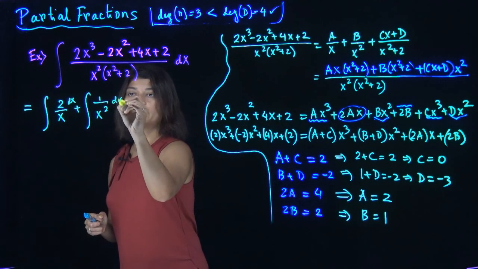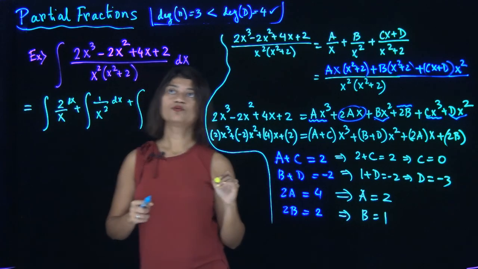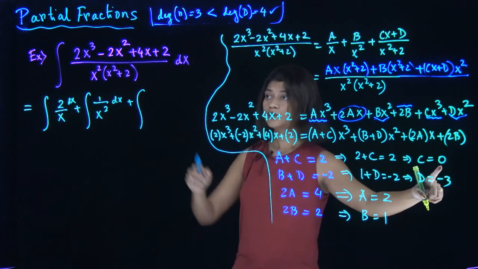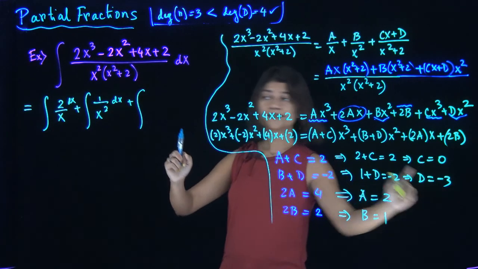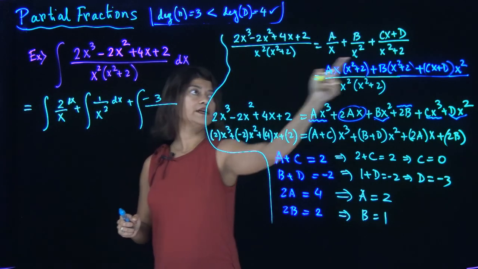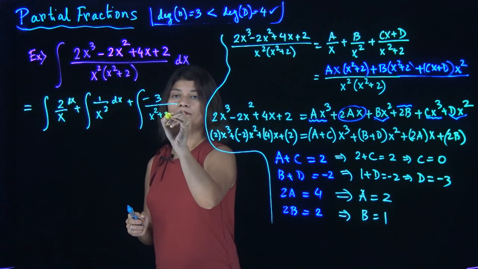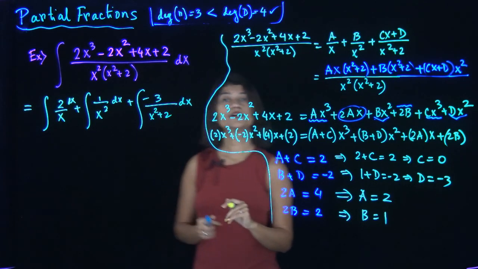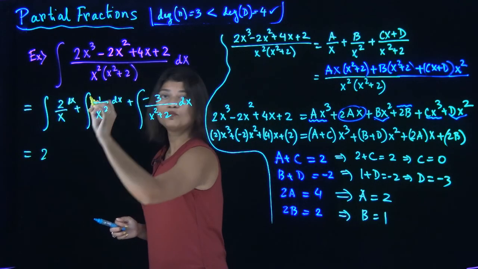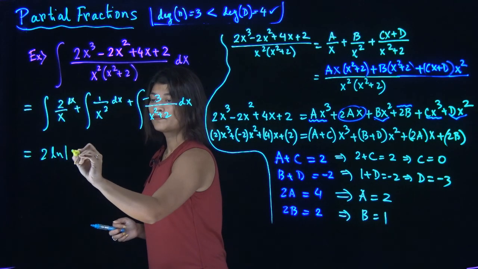Sorry, I'm forgetting to write the dx. And then last one is cx plus d over x squared plus 2. Let's see, c is 0. So the cx goes away. And d is -3. So -3 over x squared plus 2. Okay, let's see if we can figure out each one, all right? So 2 over x, 2 comes out, 1 over x, that's ln. That one is easy.